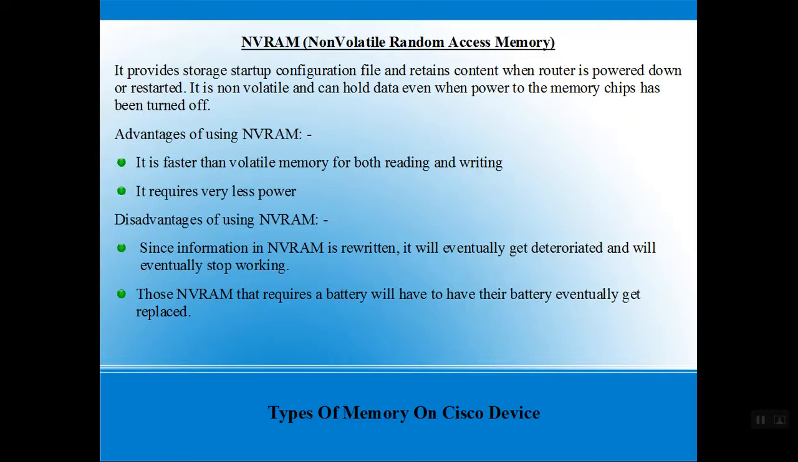But the disadvantages of NVRAM include, since information in NVRAM is rewritten, it will eventually deteriorate and stop working. Those NVRAM that require a battery will eventually have to have their battery replaced.